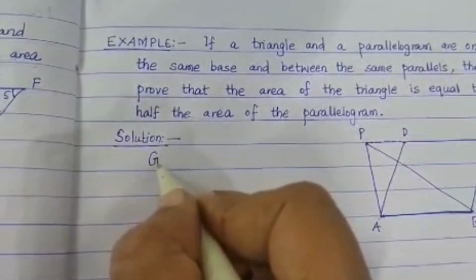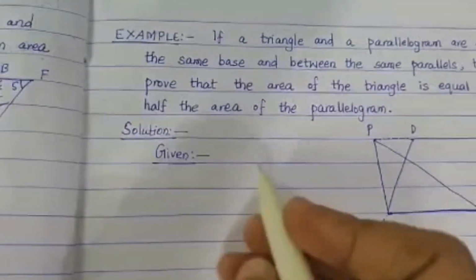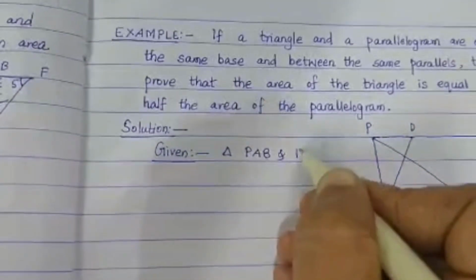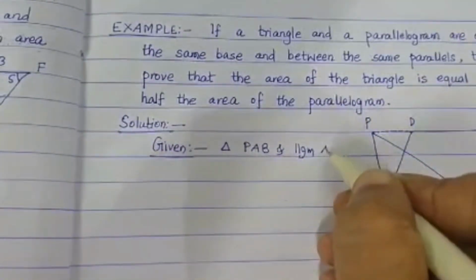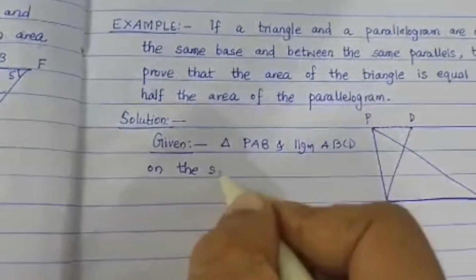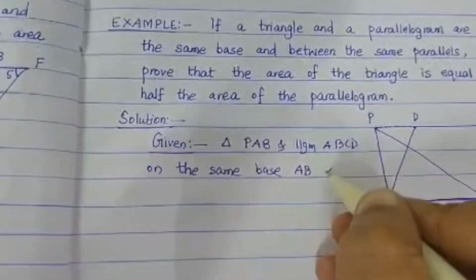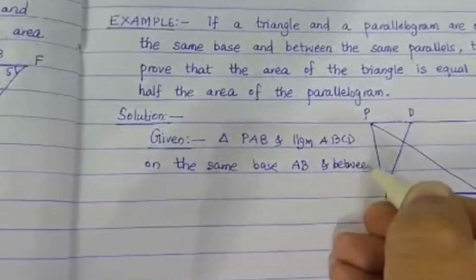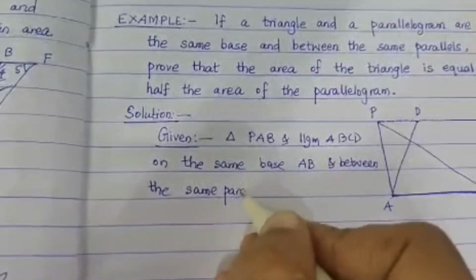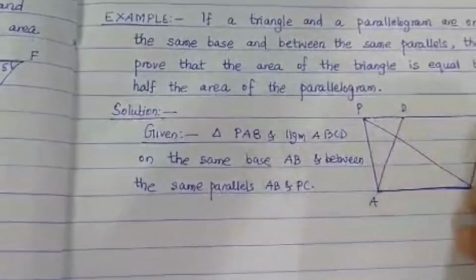Now we have been given one triangle PAB and parallelogram ABCD on the same base AB and between the same parallels AB and PC. Okay.